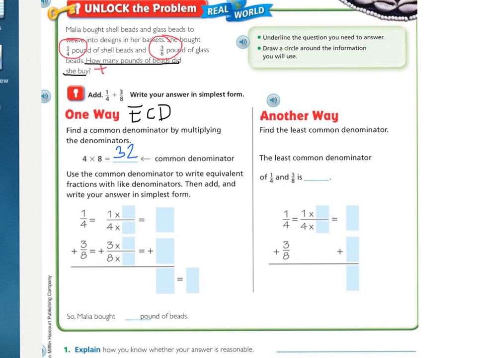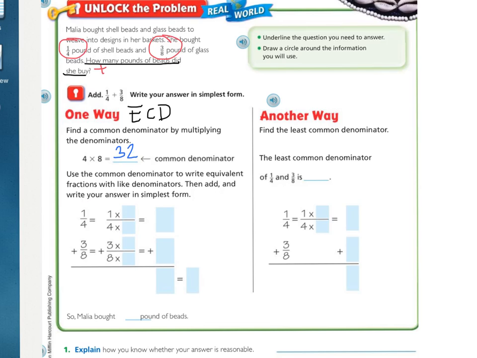Now we need to multiply our numbers to get our equivalent fractions. So the directions here just say use the common denominator to write equivalent fractions with like denominators. Then you add and reduce, or write your answer in simplest form. Now they've written their problem vertically, so the cross and switch that we've been practicing won't necessarily work vertically, but you can still do the same idea. And so, because I would like you to write your problems vertically, organizationally wise, it'll just be cleaner.